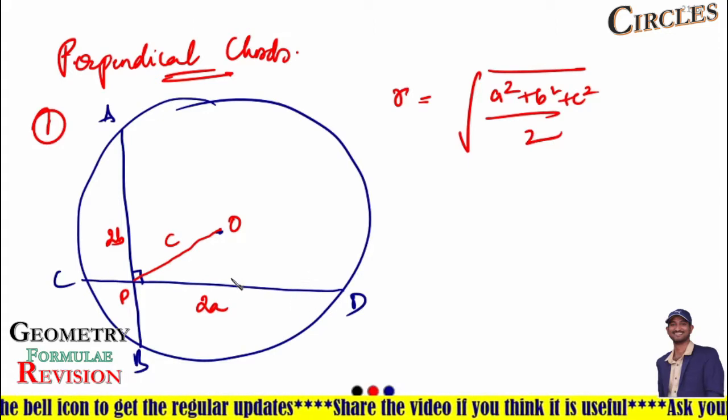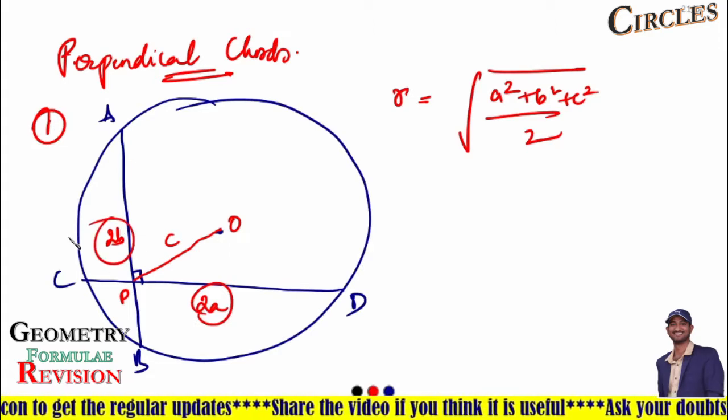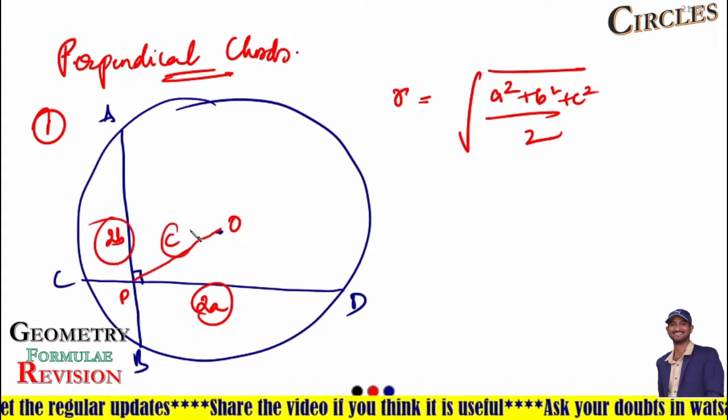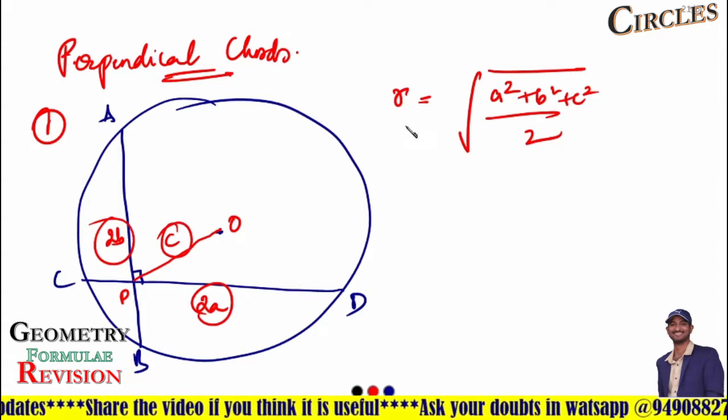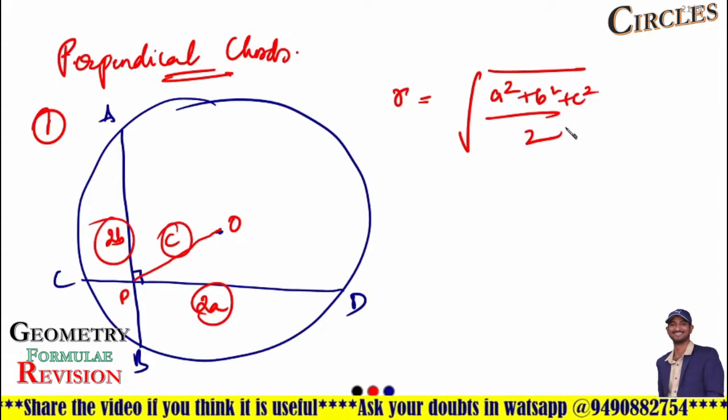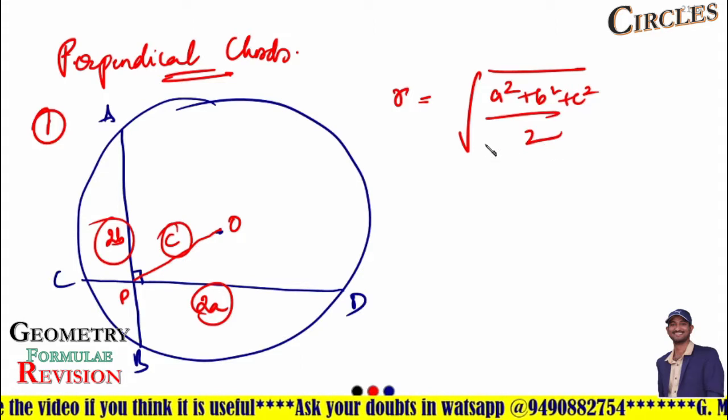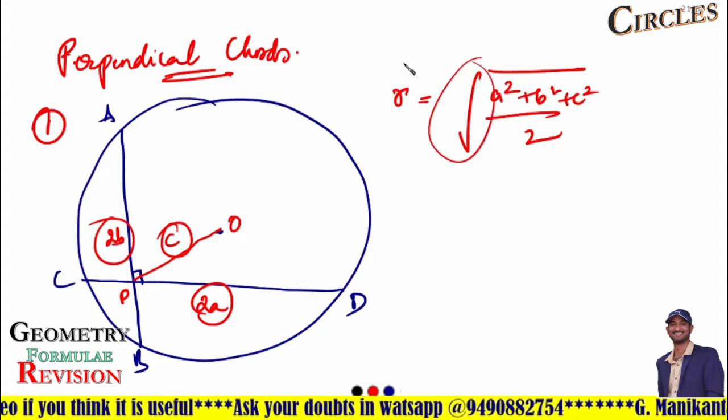What are given? 2A and 2B are the lengths of the chords, not A and B, and C is the distance from the center to the intersection point. Then the radius of the circle is the square root of (A square plus B square plus C square) by 2. The total has a root. Okay, next, second model.